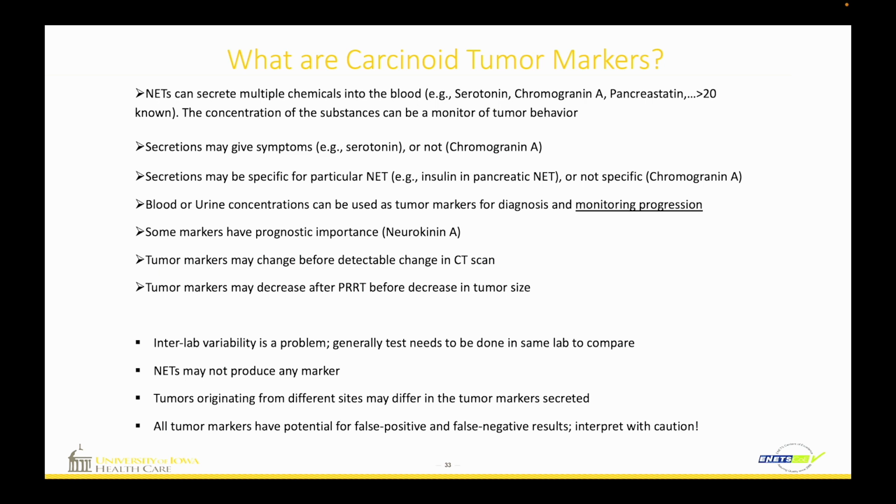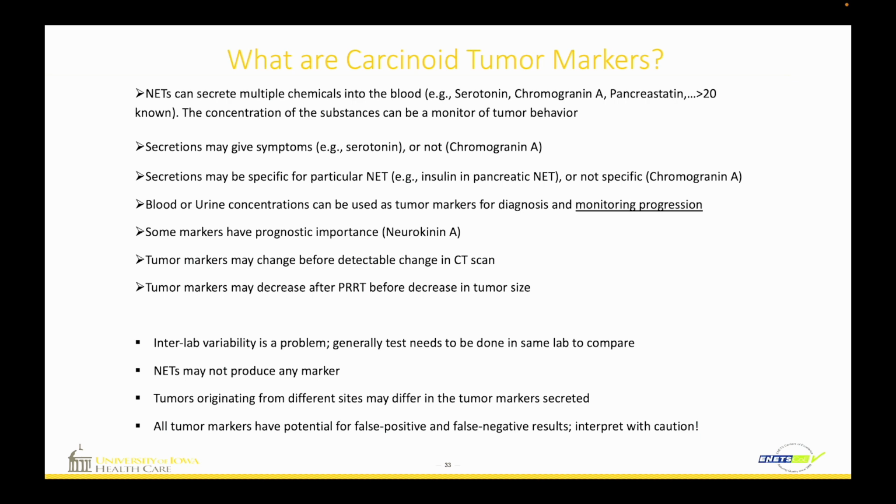Different tumors make different chemicals. These chemicals can be good to some extent for diagnosis, but they're mainly helpful in figuring out progression. The tumor markers can change before the CT scan changes. The tumor markers can get better after PRRT before the CT scan changes. So they give us a head start on some of the changes and warn us that we may not be seeing something in the CT scan, which is our usual scan.